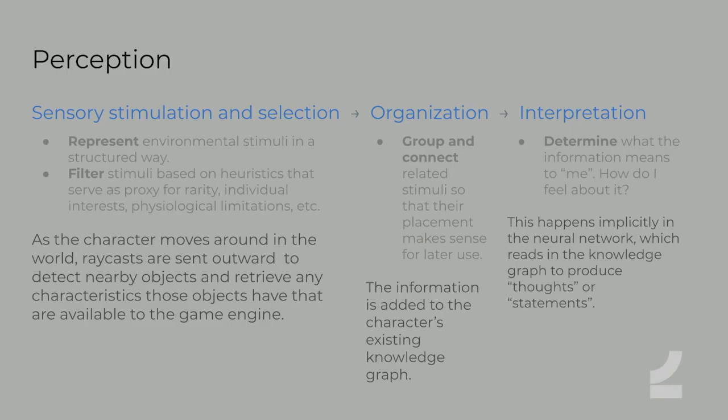So the interpretation phase is what I'll focus on for the rest of this time. This is the interesting phase where we want the character to use that knowledge to, in this case, produce some thoughts or statements. And this happens implicitly in the language model, which is the model that decides what the character is going to say at a moment. So yeah, I think the next slide is about that.